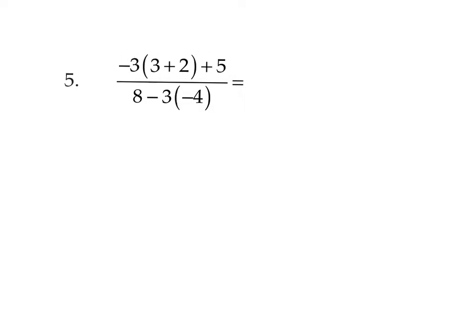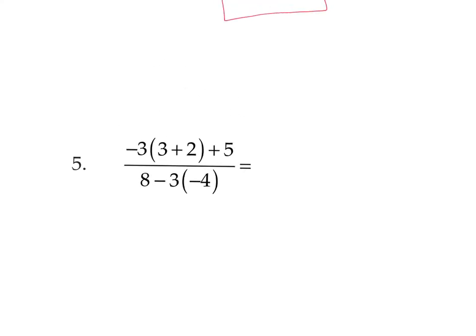What do we have here? We have parentheses. Well, we need to work inside those parentheses first. Not doing anything with this -3, but in the parentheses, 3 plus 2 is 5. This is a multiply because the 3 is right next to the parentheses. This is an add. Multiply comes first. So -3 times 5, -15 plus 5. These are opposite signs. So when you add them together, this positive is going to cancel out 5 of these negatives. We're going to end up with -10 in the numerator.